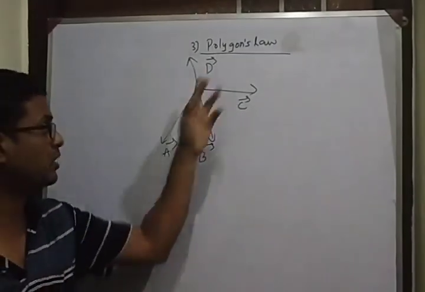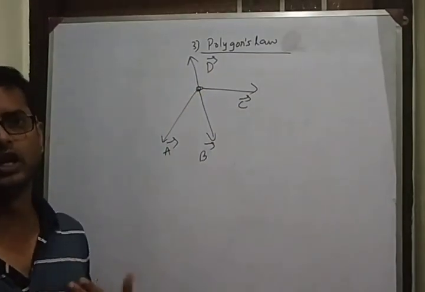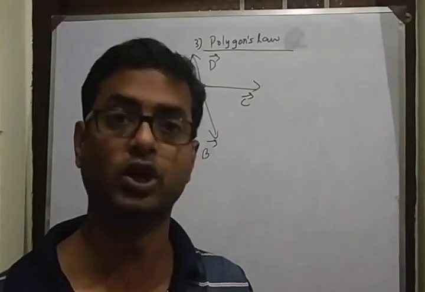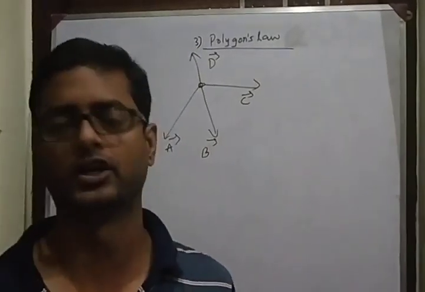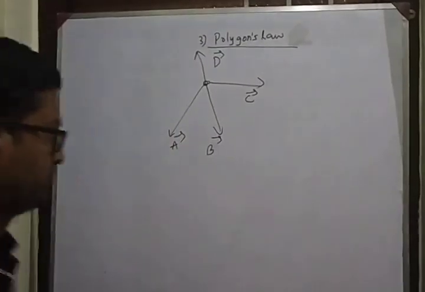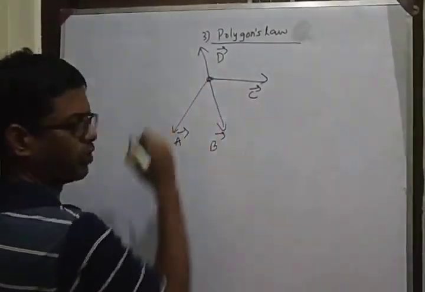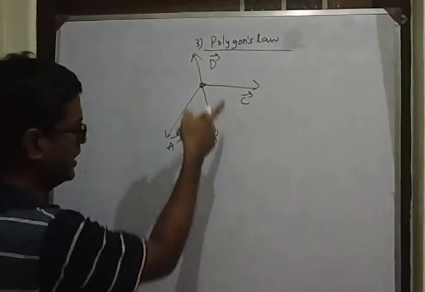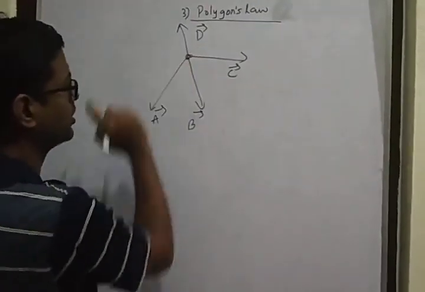So polygon: poly means many, gon means side. When I am going to represent many vectors, I mean a number of vectors, more than two vectors, even though we can take two vectors, acting at a point, what will happen to the resultant? Okay, so let us consider a point here. Four vectors are acting on this point as shown in the figure: a vector, b vector, c vector, d vector.